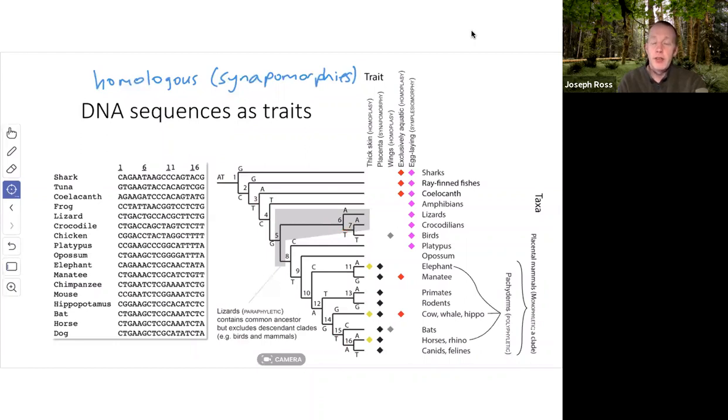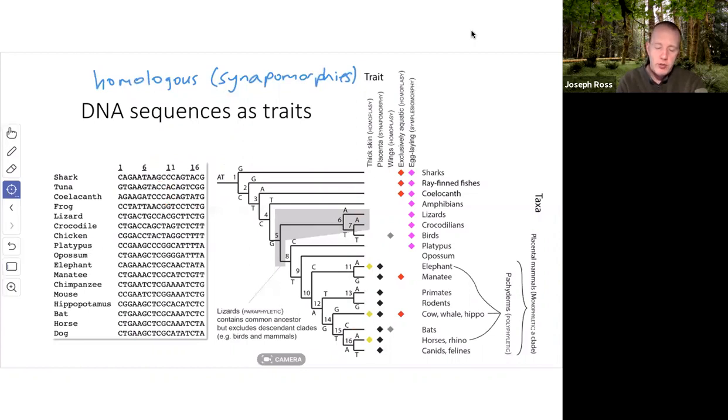The other thing I've done, and the idea in this whole part of the discussion, is that we can use DNA sequences as traits instead of things like production of hair, egg laying, thick skin, flight, and so forth. What I've shown, these are fake sequences, by the way. Don't use these sequences. These are not from shark, tuna, coelacanth. I've made up these sequences to represent how DNA sequences from species can be used and are used to build or to infer phylogenetic trees and the relationships between species.